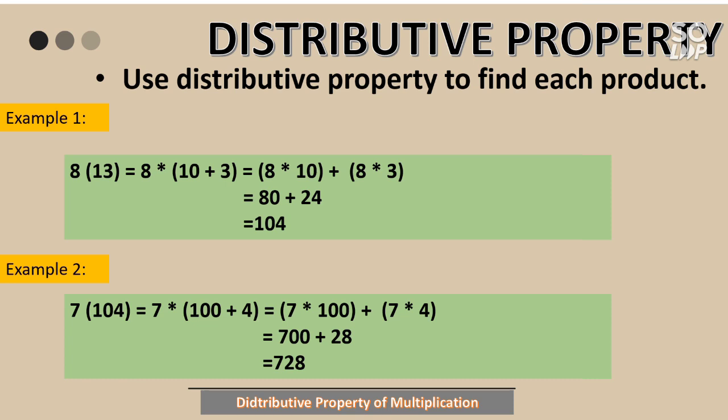Here in number 2 example, we have 7 times 104. So we cannot multiply this number mentally. So we will use distributive. So 7 times the quantity of 100 plus 4. 100 plus 4 is the same with 104, right? So we will have 7 times 100 and then 7 times 4. Take note, the operation used is addition. So 7 times 100 is equal to 700. 7 times 4 is equal to 28. 700 plus 28 is equal to 728. So 7 times 104 is equal to 728.